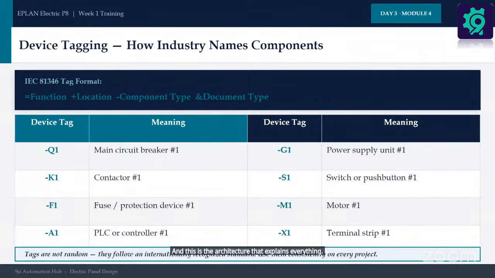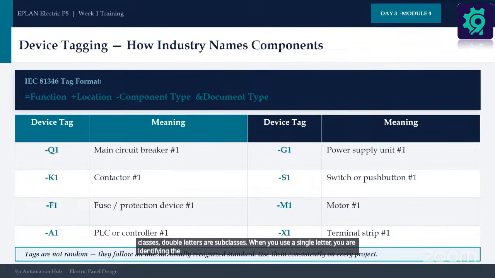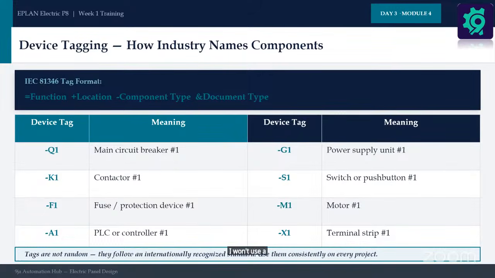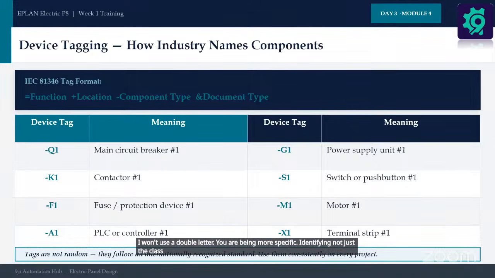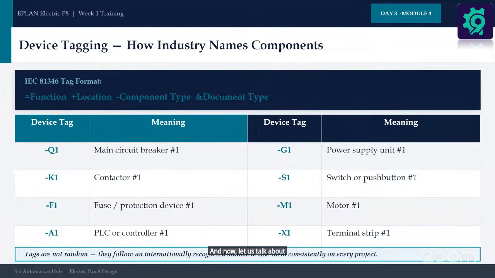Single letters are classes, double letters are subclasses. When you use a single letter, you are identifying the broad class of the components. And when you use a double letter, you are being more specific, identifying not just the class, but the particular subclass within that class. And now let us talk about a simple example, like the most popular one, K.